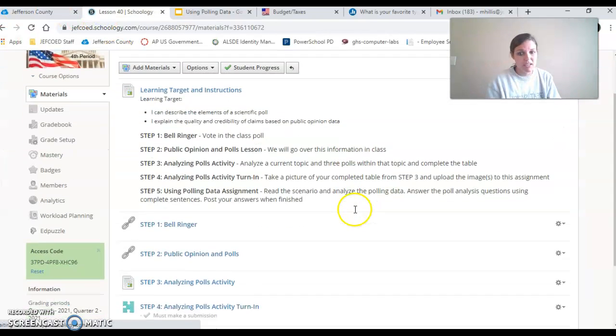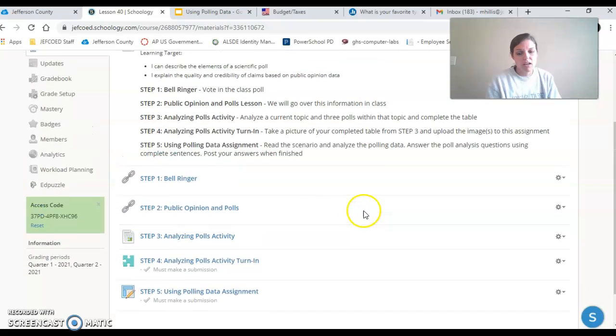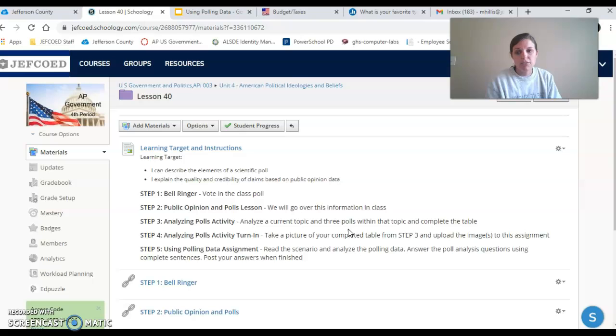All of this should be done within the class period, and it probably won't take you very long at all to complete. If you have questions, please email me. My email is mhillis@jeffcoed.com. And make sure that on Monday, everybody needs to be on WebEx if you're at home or you're in person for that class meeting.